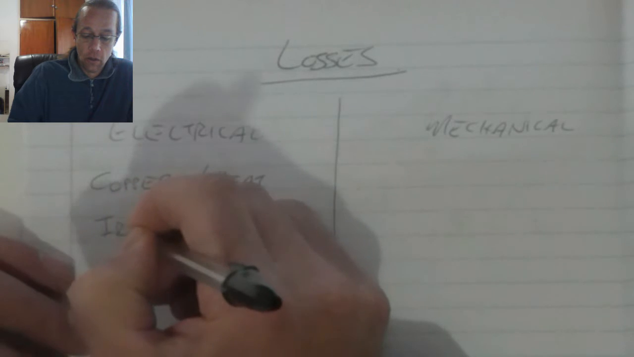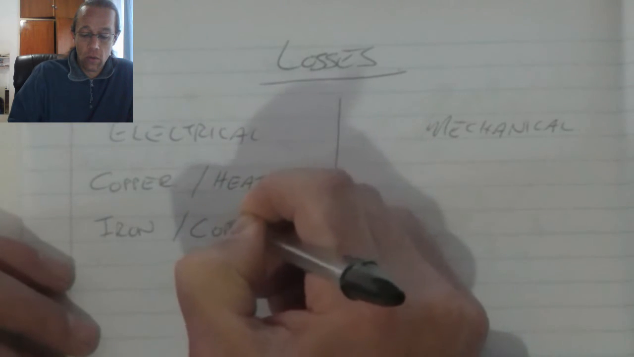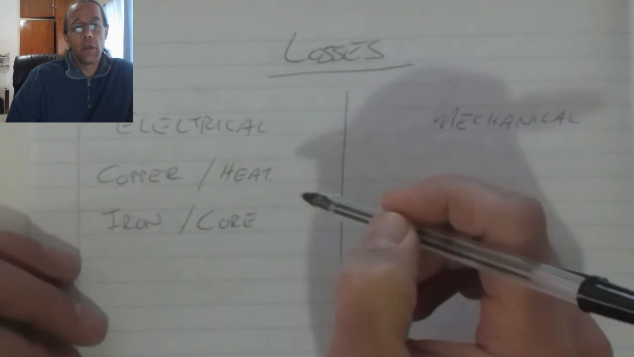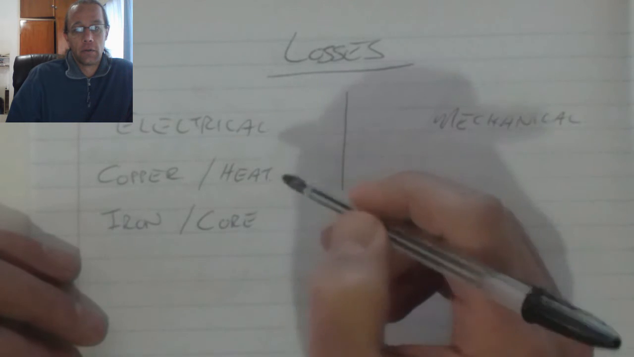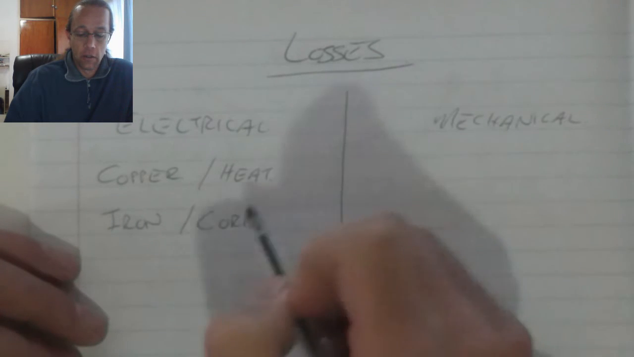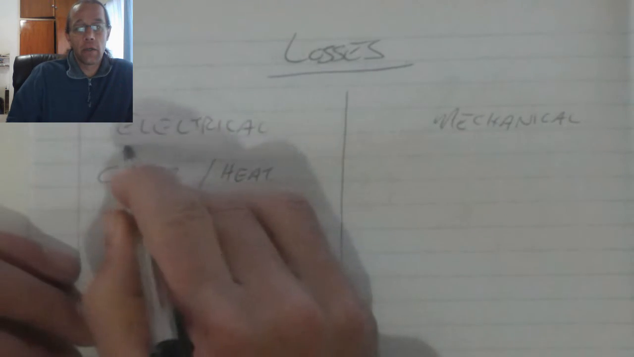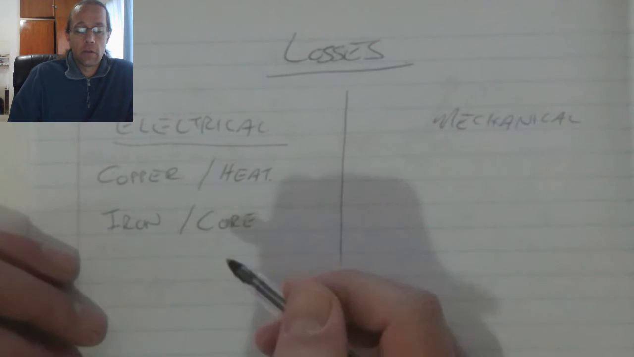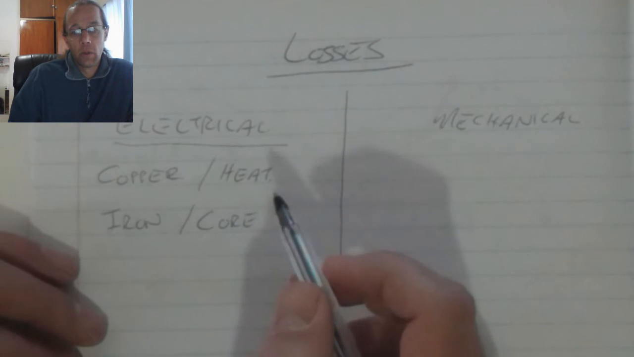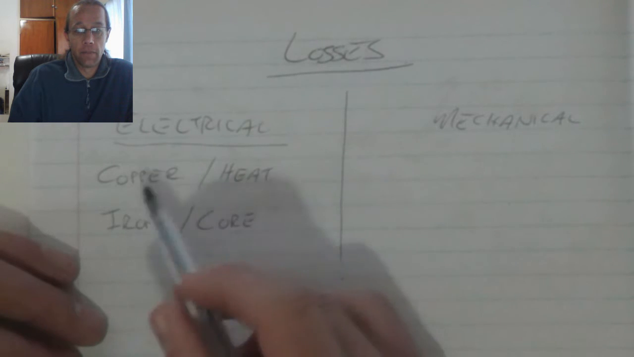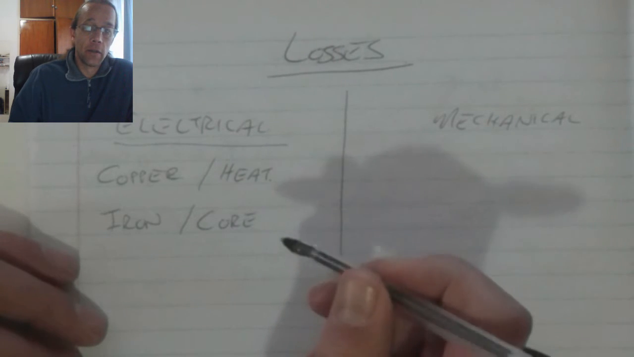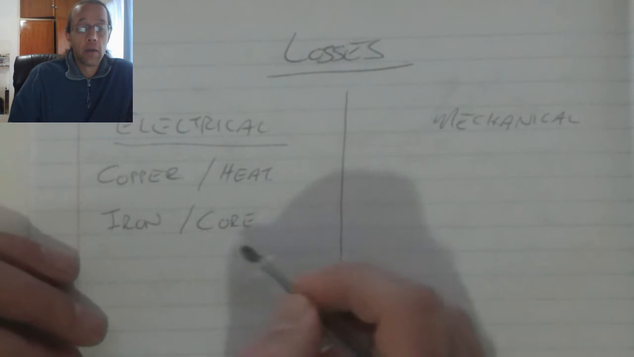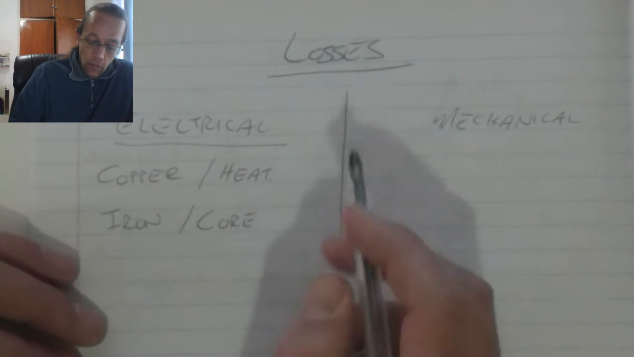Secondly is our iron or our core losses. These refer to all the iron in the generator. Now, the iron in the generator is used to conduct magnetic field lines. As it rotates in the magnetic field, the core will generate its own current. That current is called an eddy current, and it adds additional heat to the core of the generator.